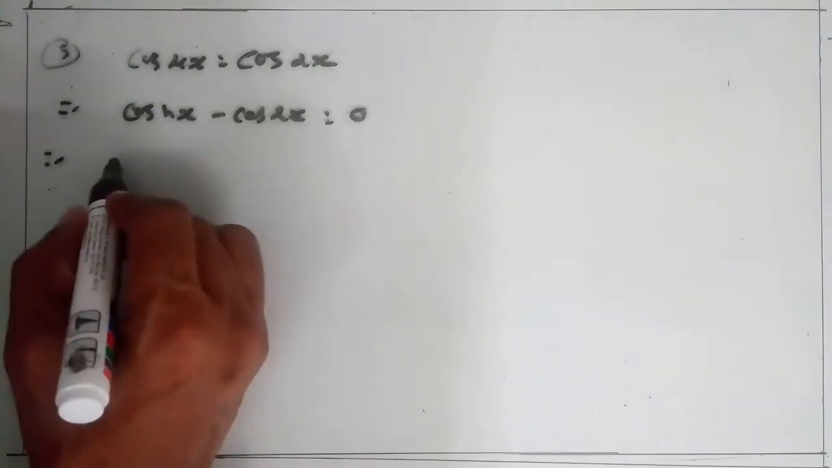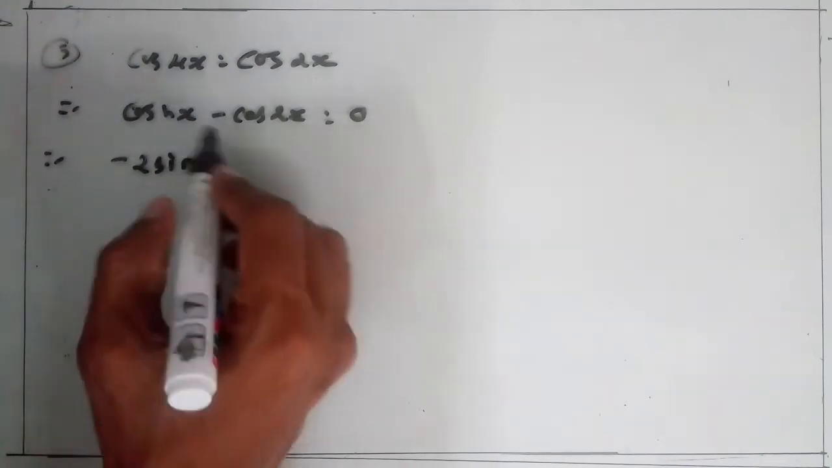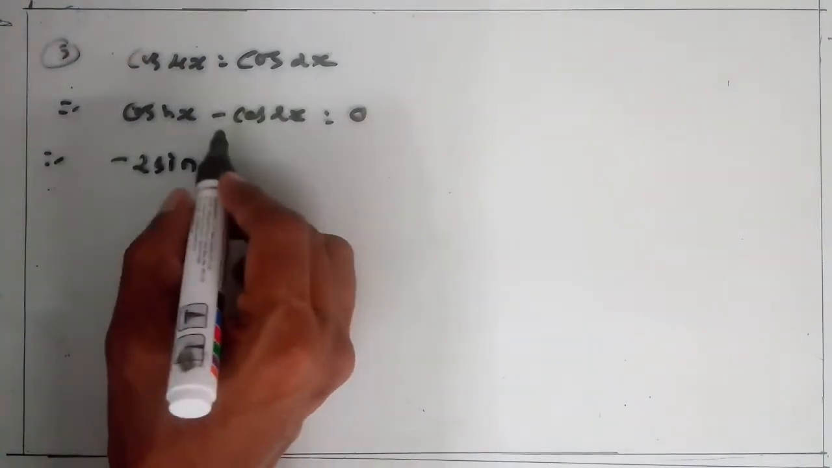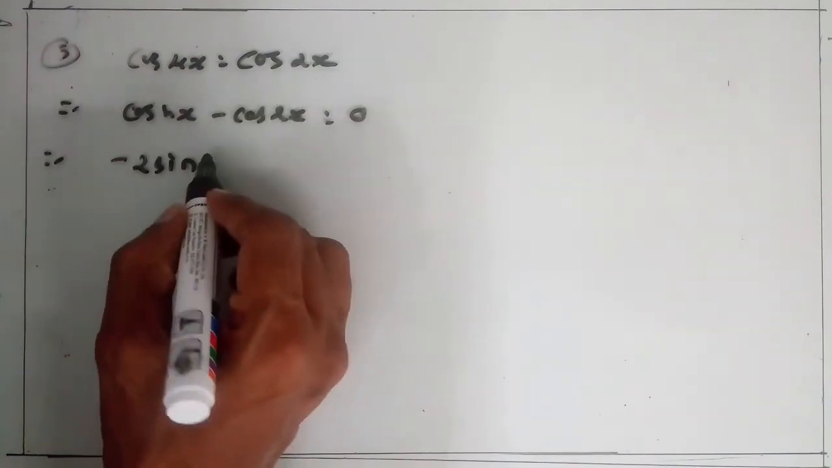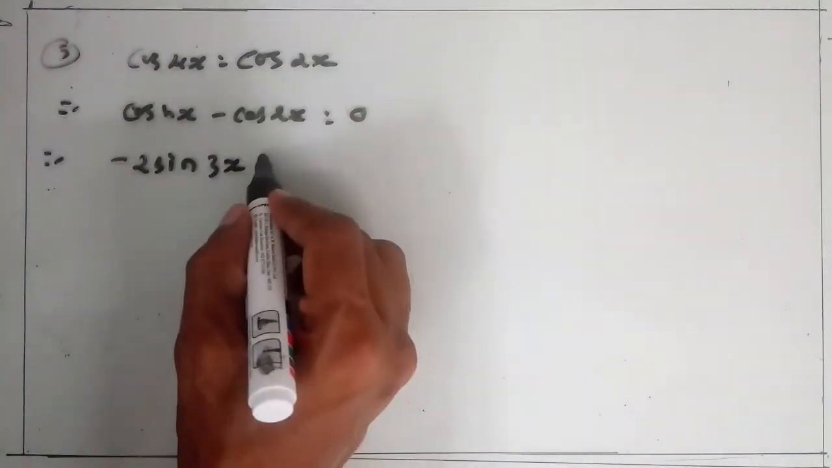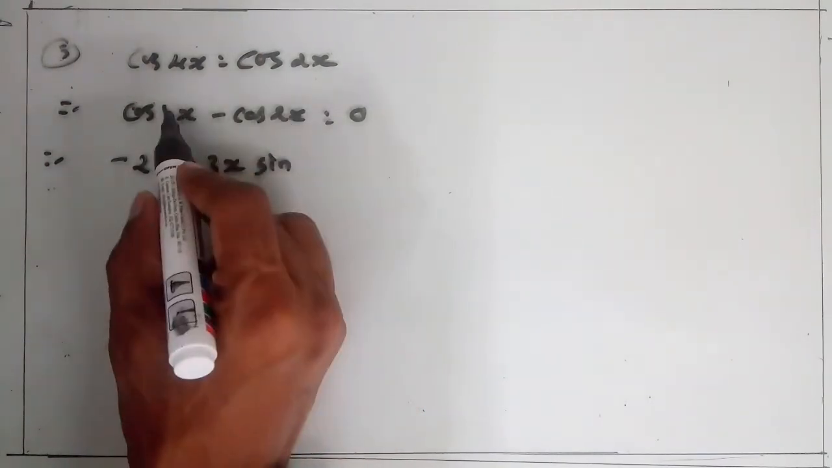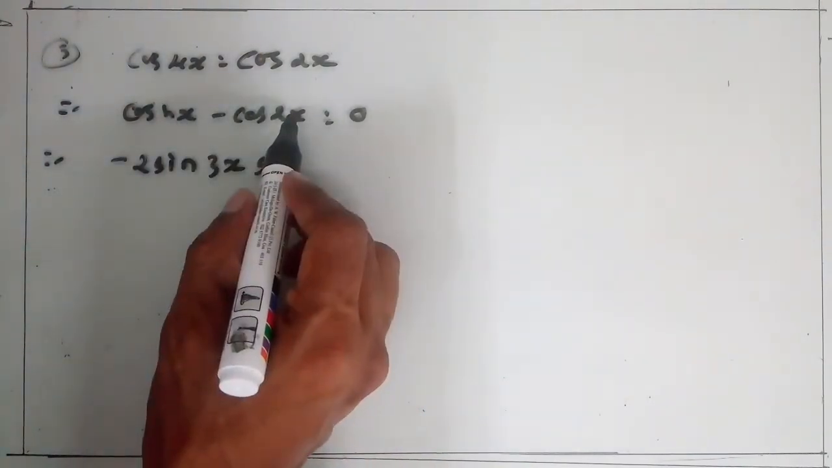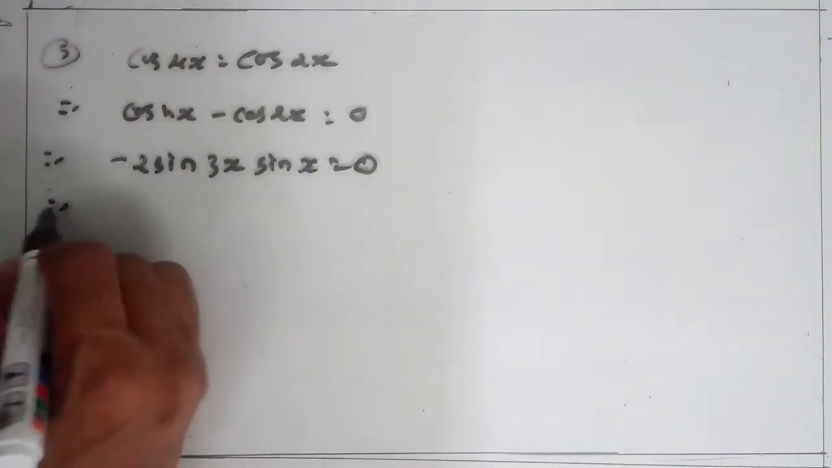cos C minus cos D is equal to minus 2 sin, so minus 2 sin, take addition of these two, divided by 2, that is 4x plus 2x, 6x upon 2, that is 3x, into sin, subtraction of these two by 2, that is 4x minus 2x, 2x upon 2, that is x, is equal to 0. Clear?